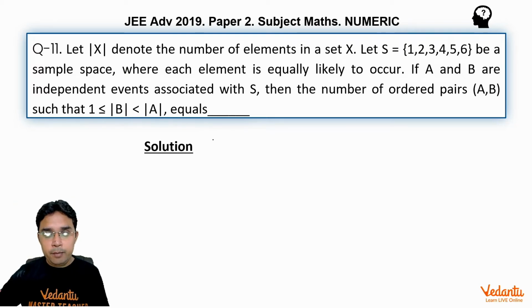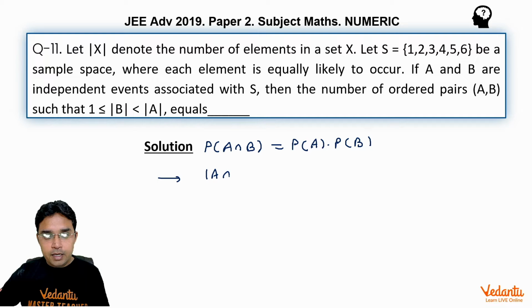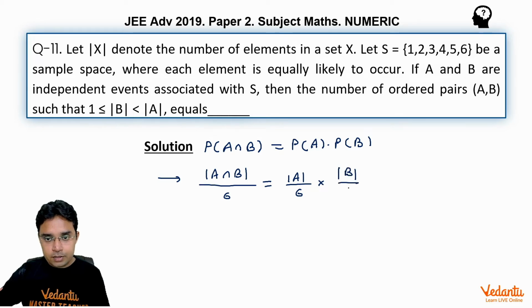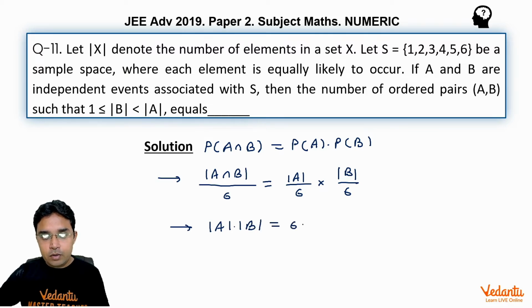As we are given A and B are independent, that means probability of A intersection B should be equal to probability of A into probability of B. Now the formula of probability says this will be |A ∩ B| upon 6 is equal to |A| upon 6 into |B| upon 6. So this gives one equation, that is |A| into |B| is equal to 6 times |A ∩ B|.